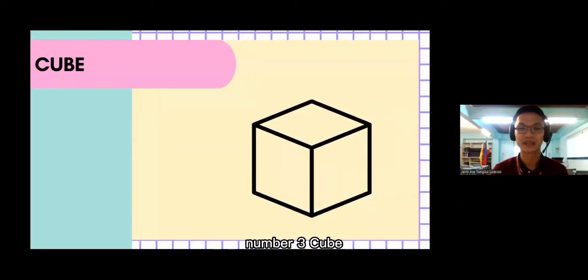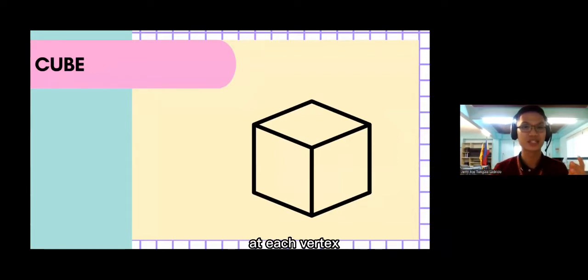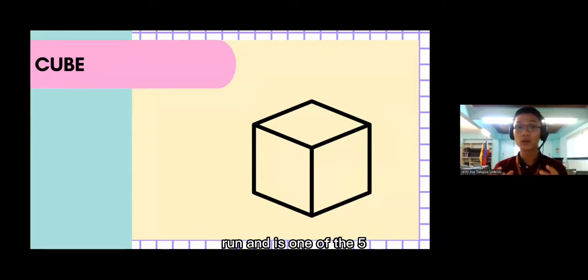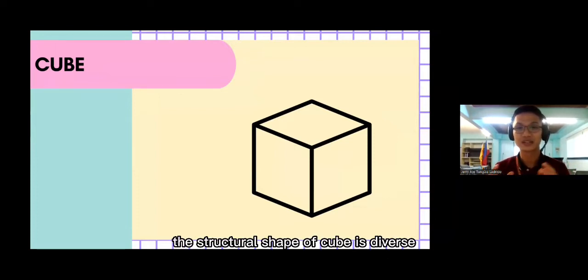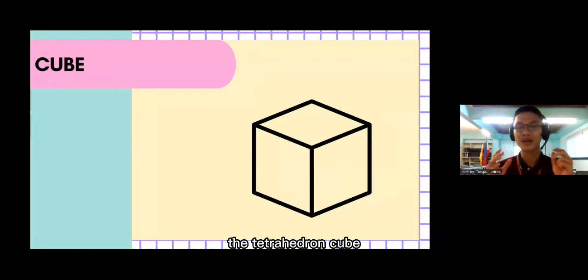Number 3, cube. A cube is a 3-dimensional solid object bounded by 6 square faces, facets, or sides, with 3 meeting at each vertex. The cube is the only regular hexahedron and is one of the 5 platonic solids. It has 6 faces, 12 edges, and 8 vertices. The structural shape of cube is diverse, including polyhedron cubes, sphere cubes, tetrahedron cube, mirror cube, gear cube, K-cube, and so on.